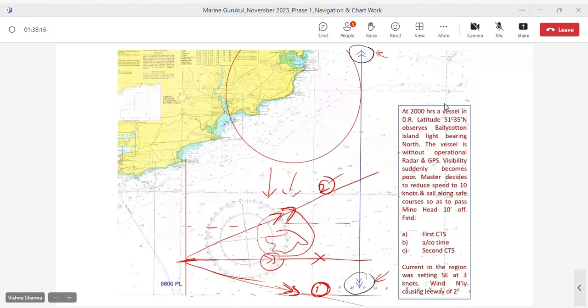Do you agree? The first one is a better choice with southeasterly current and northerly wind. The southeasterly current is setting you this way, and the northerly wind is pushing you this way. The total effect is that it's pushing you southerly, right? Correct, beta?